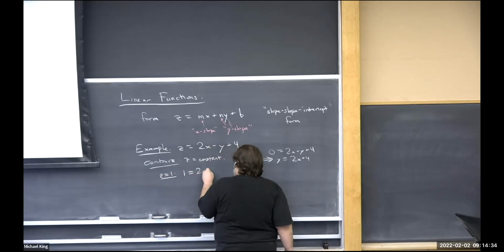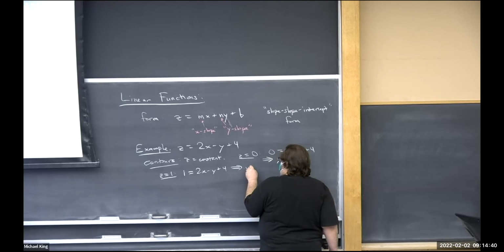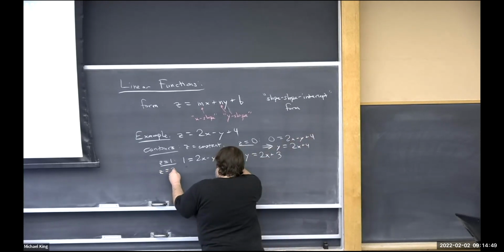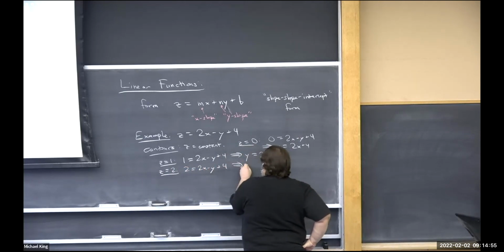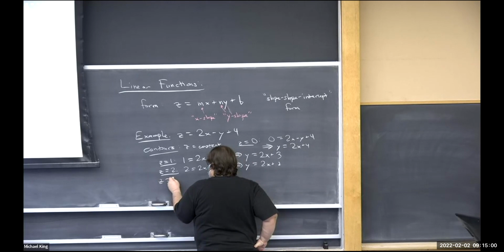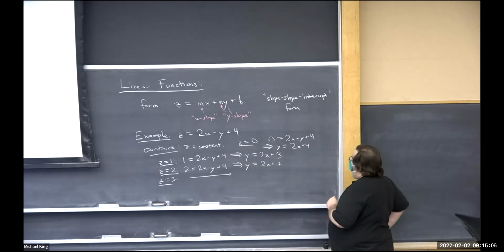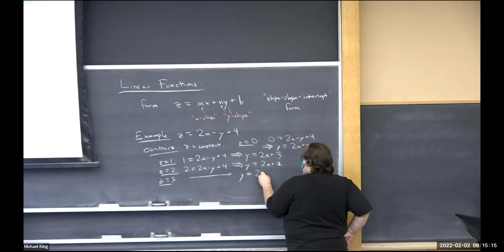Z equals 1. I think that resolves down to y equals 2x plus 3. Is that right? If I subtract the 1 over here, y equals 2x plus 3. Z equals 2, y equals 2x plus 2. So you could almost guess, what do you think we're going to get when z equals 3, just from the pattern we see on the board? Yeah, y equals 2x plus 1.